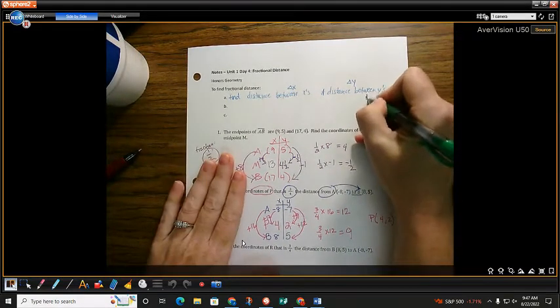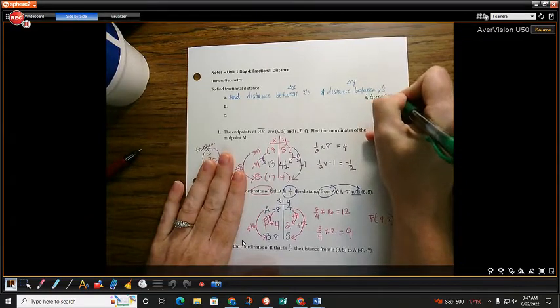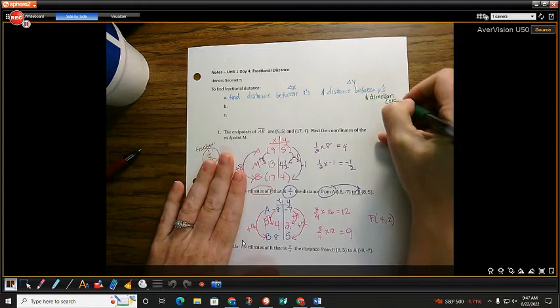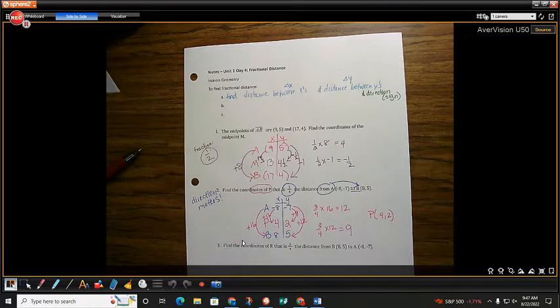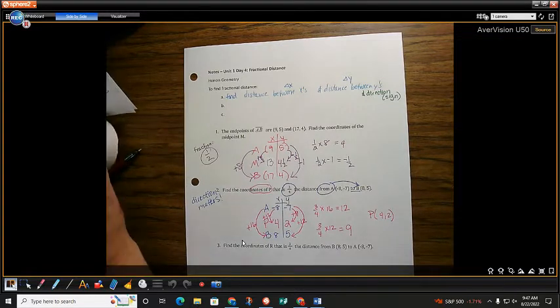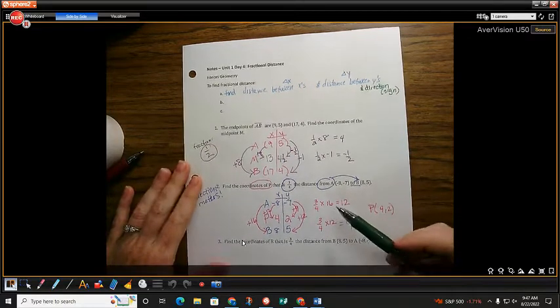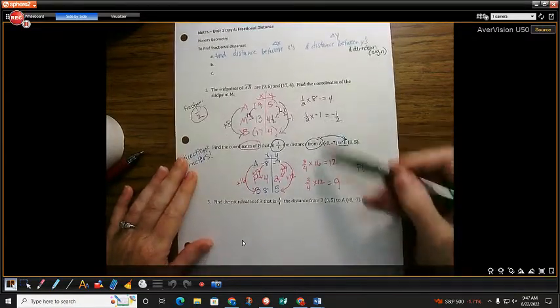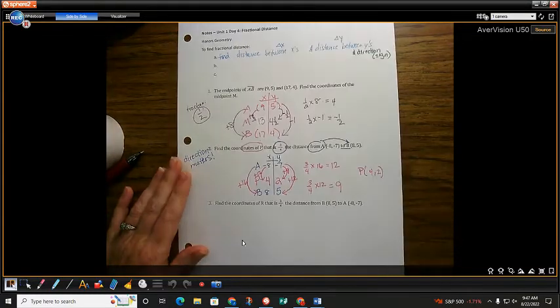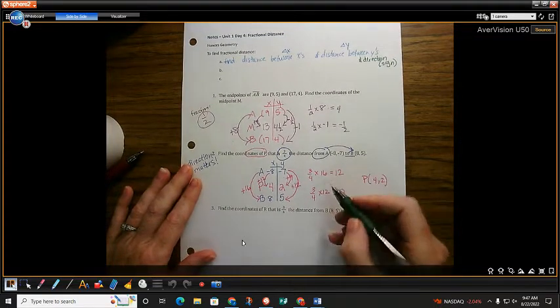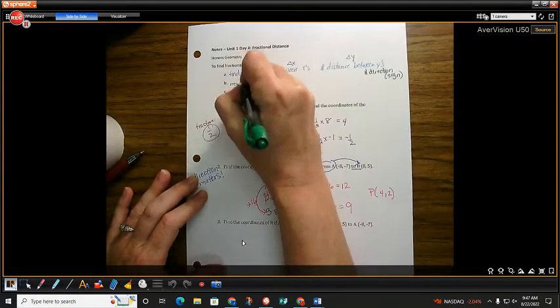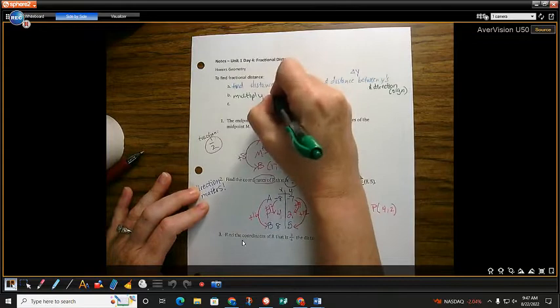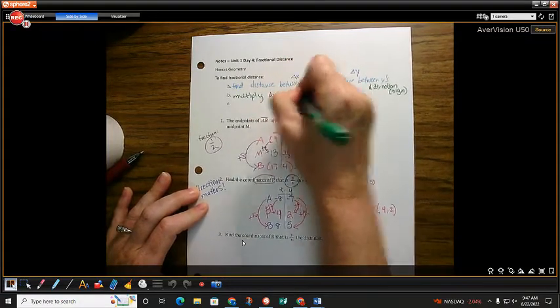And your direction. Because what does the direction tell you? Which sign to use. So always make sure you know which way you're going, up or down. Then, once we knew our full distance on both of these, how did we find our fractional distance? We multiplied our full distance by the fraction. So you multiply your distances by your fraction.